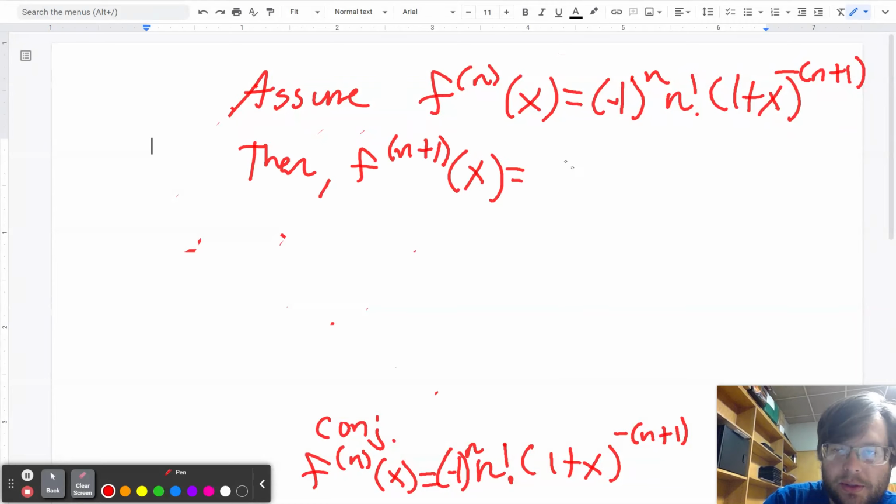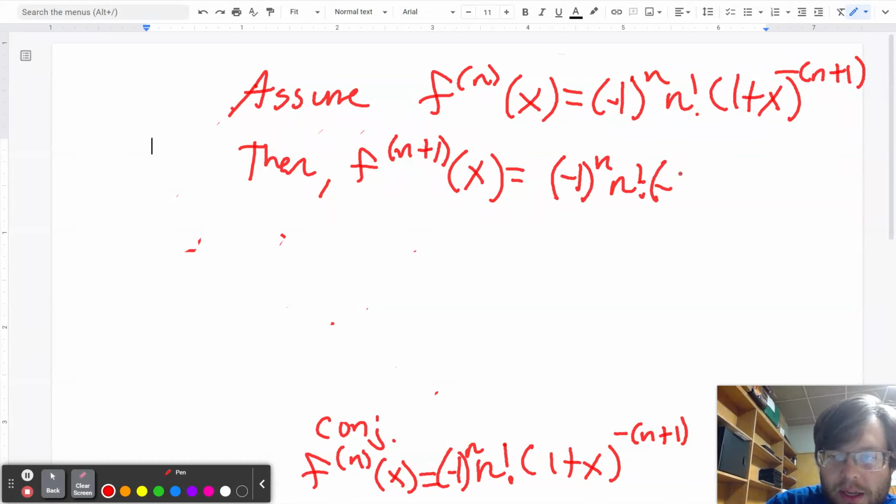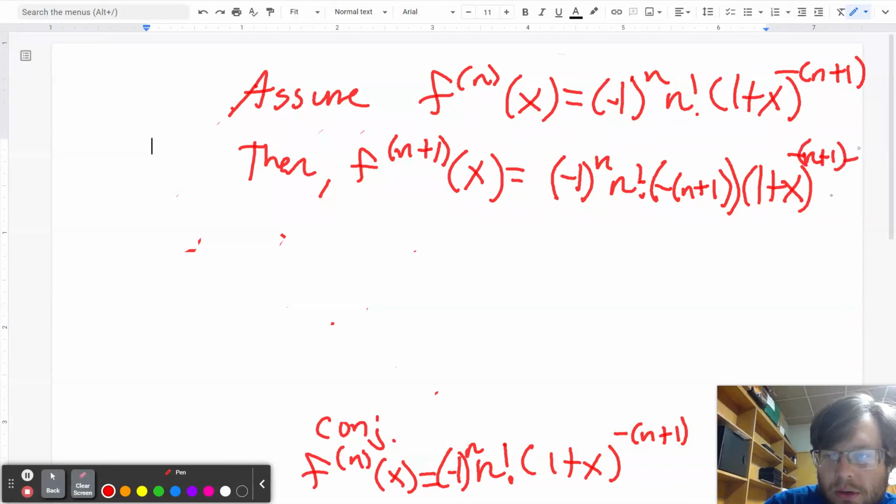And so with the n plus 1th derivative, we're just going to multiply the power in front. So I'm multiplying by negative n plus 1. I'm writing 1 plus x. I'm subtracting 1 from the power. And then I'm going to apply the chain rule, even though the derivative is just 1, just to be really explicit about each of the differentiation rules there. Then I'm noticing that n factorial times n plus 1 is n plus 1 factorial.